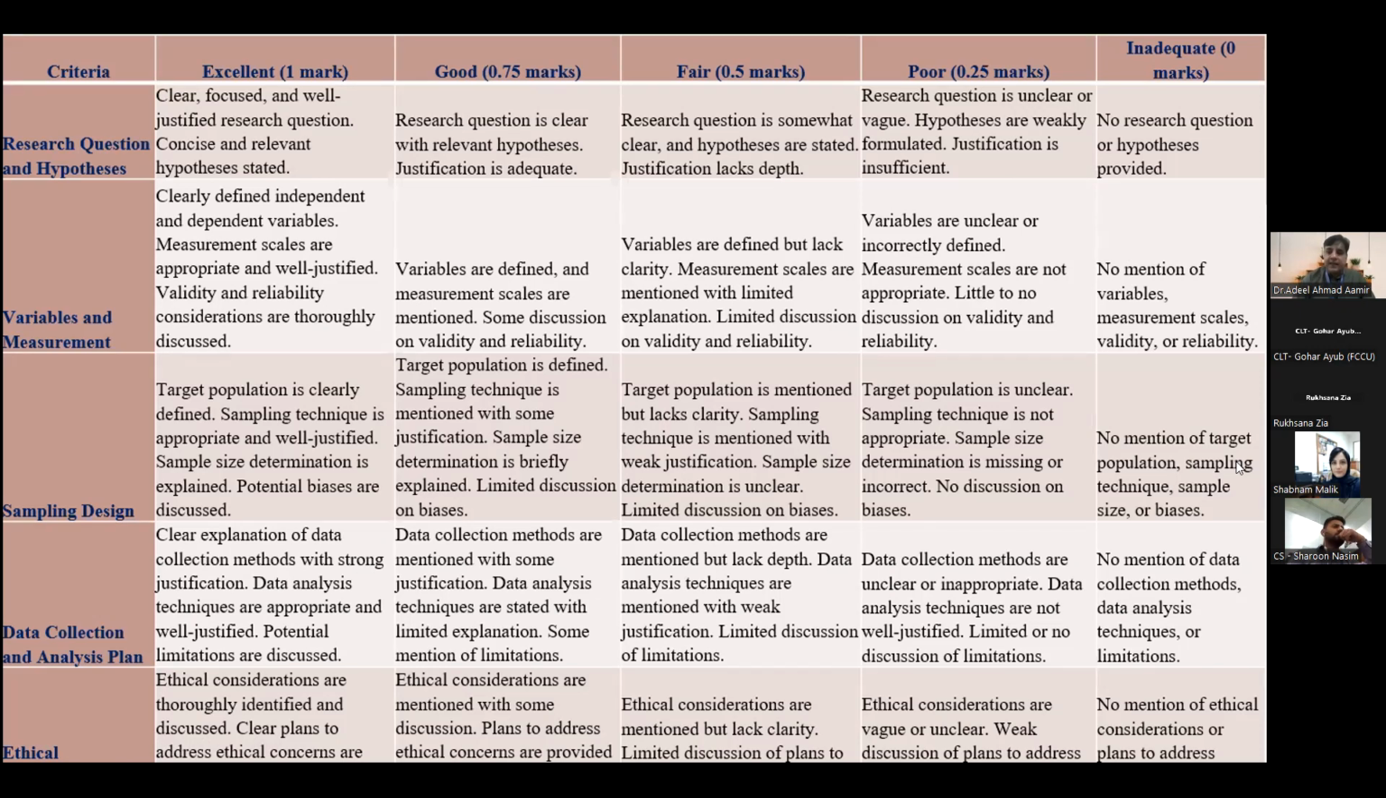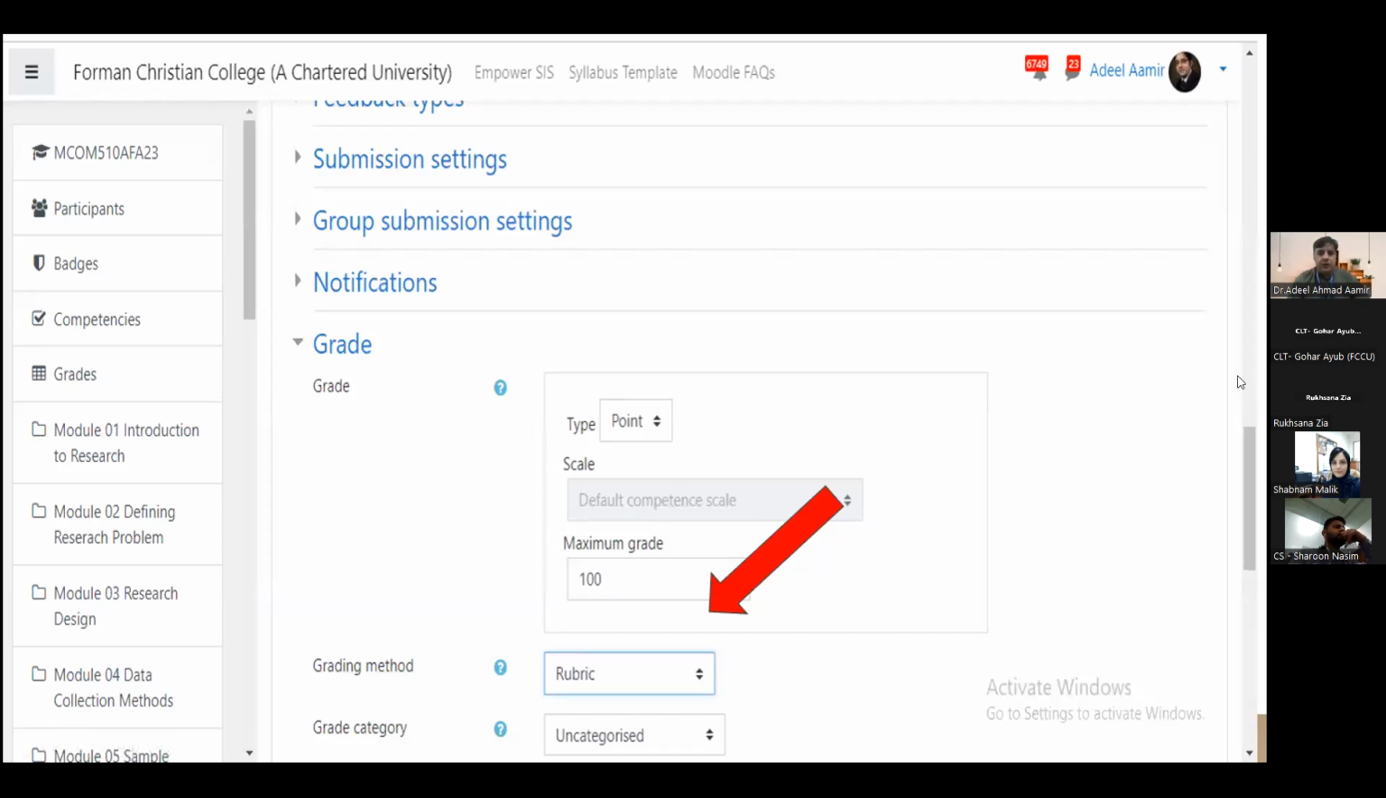The same rubric, in the same way, you will develop in Moodle as well if you want to check your assignments with a rubric. I'll take you through how you will do that. First, when you create an assignment in your course, you have to look into the grading method as well. There you will select rubric. And how you will do that, I'll show you in a minute.